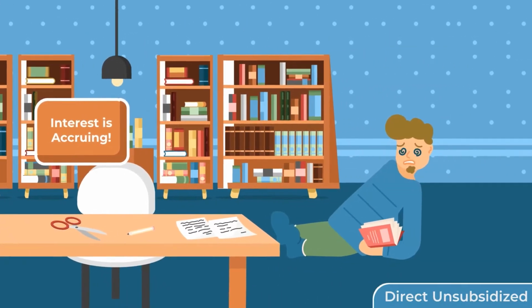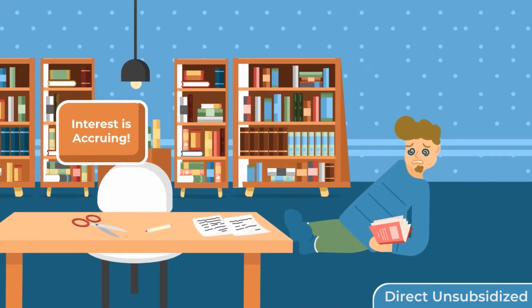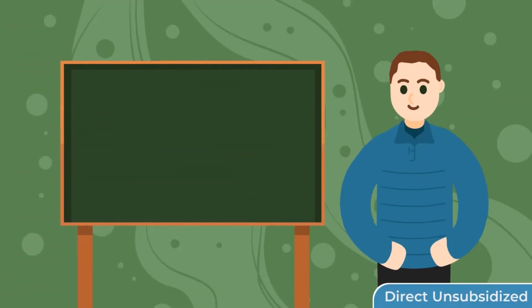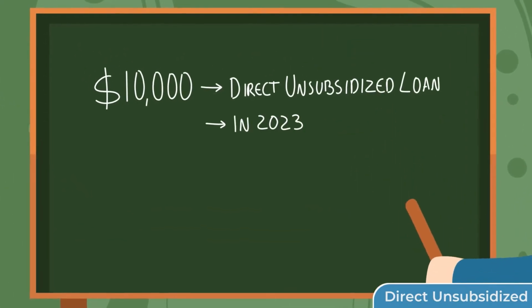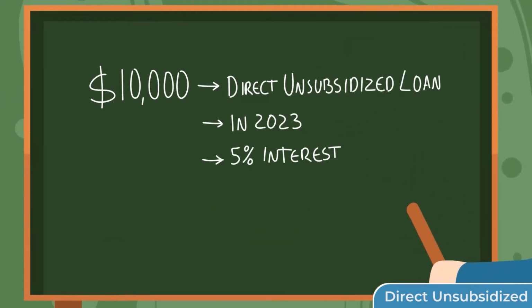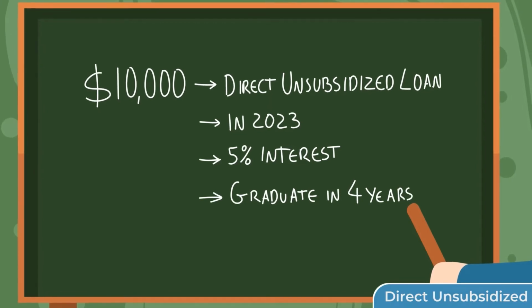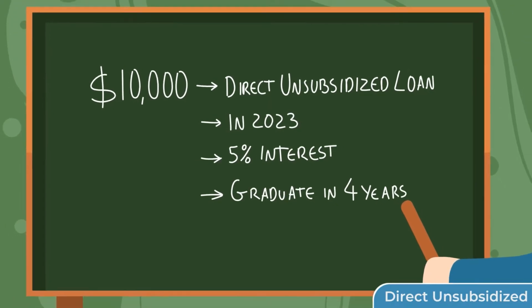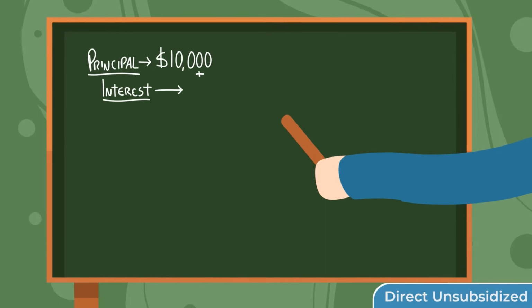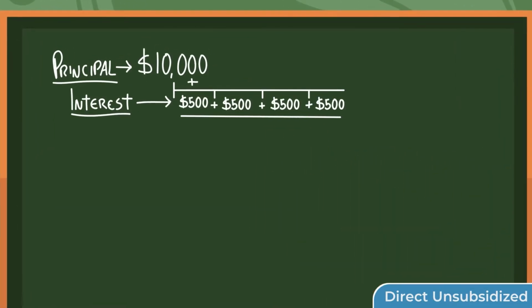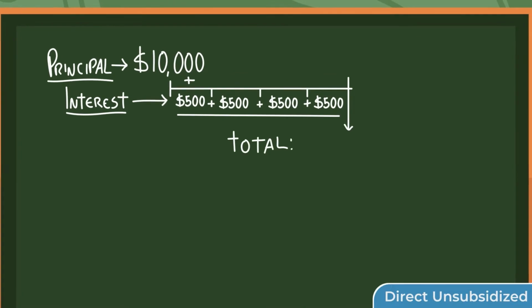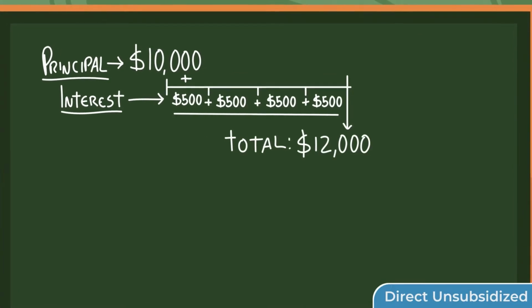This confuses and surprises a lot of people, so let's look at an example. Let's say you take out a $10,000 direct unsubsidized loan in 2023 at 5% interest, and you plan to graduate in 4 years with your bachelor's degree. That $10,000 loan accrues $500 of interest every year for 4 years while you're in school, meaning you already owe $12,000 at the time you graduate.